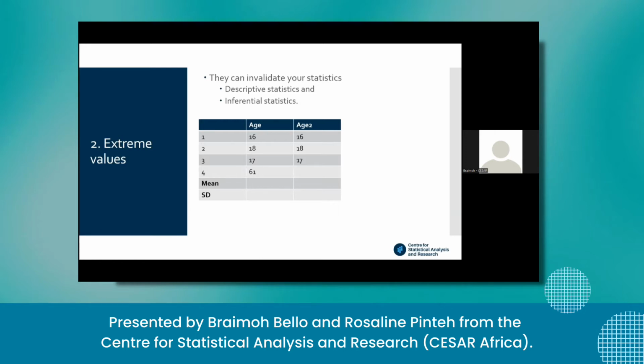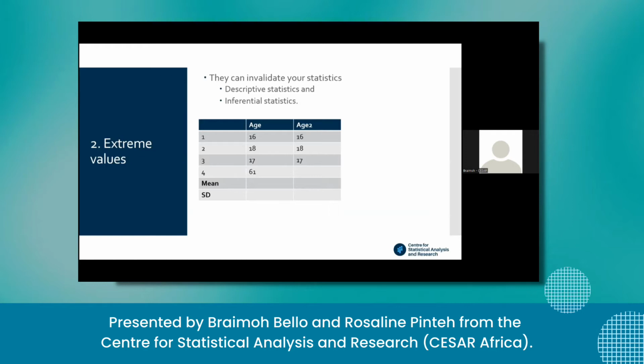The mean of these 3 values, you actually don't need a calculator. Yes, thank you, Taki. You actually don't need a calculator to get that. The mean is 17. What does that tell us? That tells us that extreme values can invalidate our statistics, our information, and our decision.